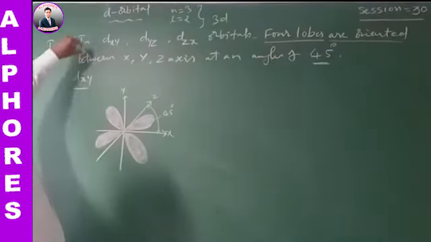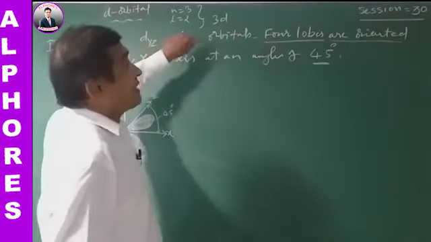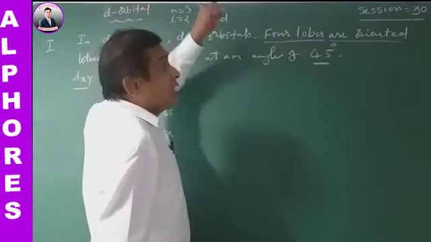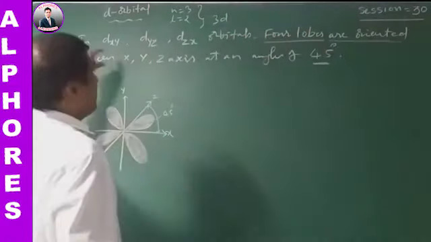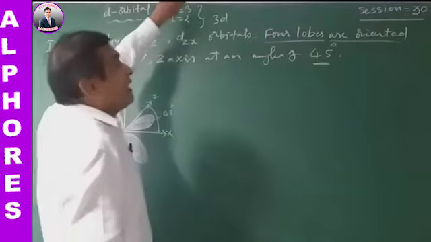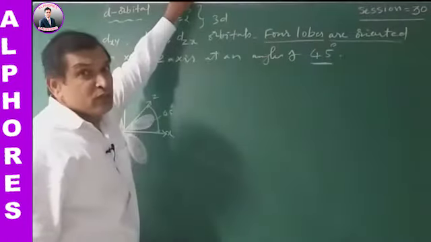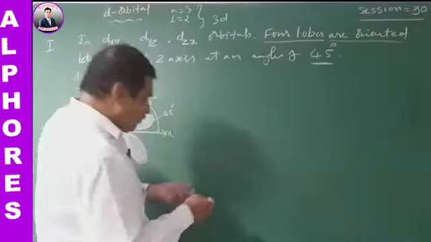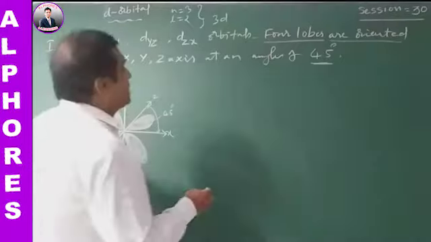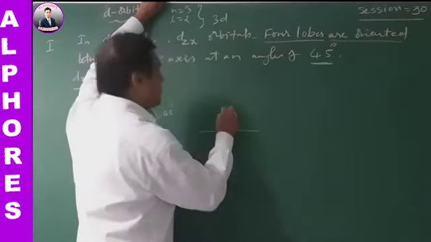I repeat once again. In dxy, dyz and dzx d orbitals, the four lobes are oriented between the x, y, z axes at an angle of 45 degrees, not along the axis. They are oriented between the axes. Therefore the electron density is found exactly at 45 degrees between the axes.